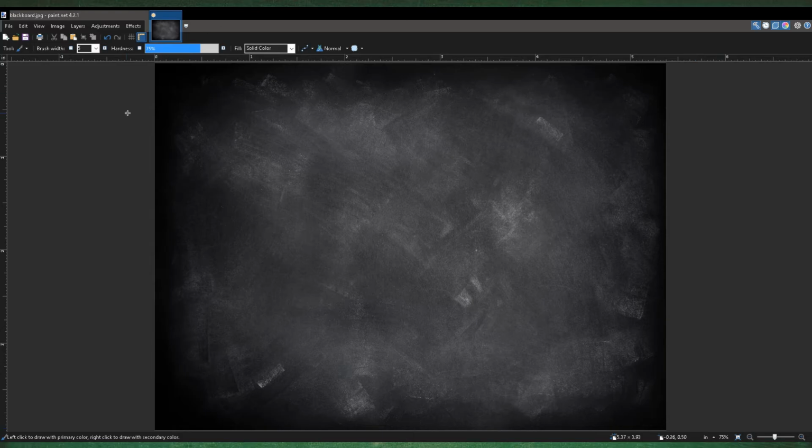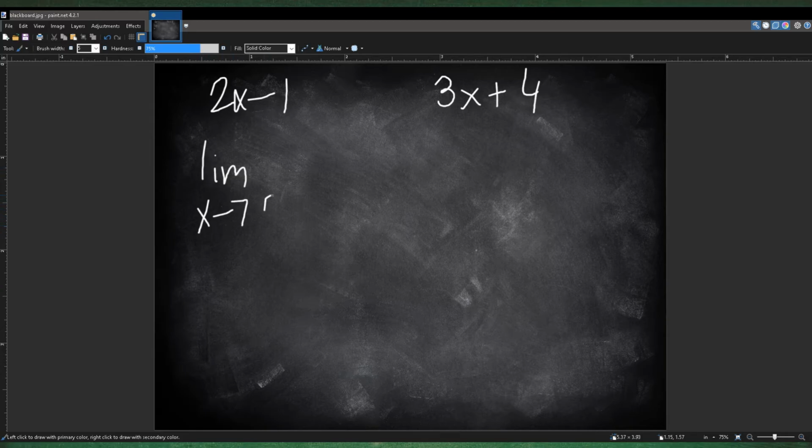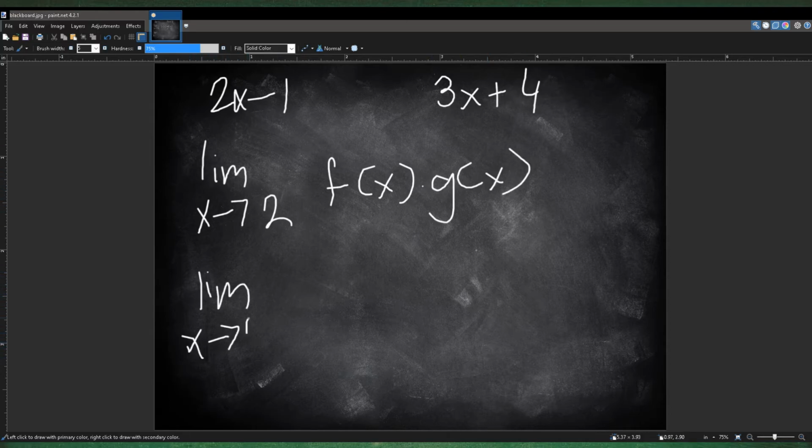Same thing with multiplying. So we have, just so you don't forget, 2x minus 1 and 3x plus 4. Limit as x approaches 2, and we have f of x times g of x. You could just say this is the limit as x approaches 2 of f of x times the limit as x approaches 2 of g of x.